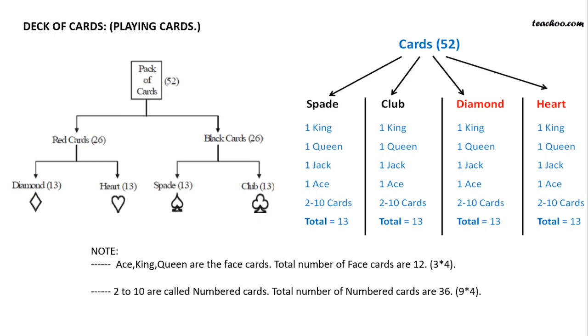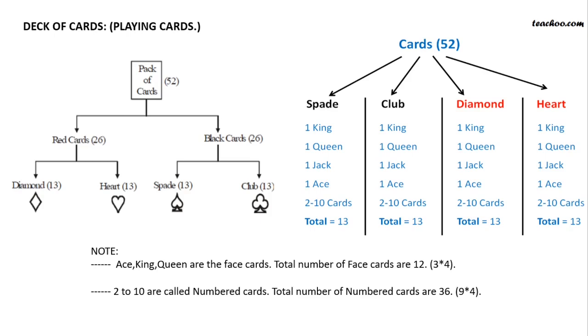So what are the 13 cards? The 13 cards are 2, 3, 4, 5, 6, 7, 8, 9, 10 and Jack, King, Queen and Ace. Jack, King, Queen are called face cards. So the total number of face cards is 12. Why? Because every card comes in 4 suits. For example, if you take K, the K is 1 diamond, 1 heart, 1 spade, 1 club. Similarly, 2 to 10 cards are called numbered cards. Total number of numbered cards is 36.